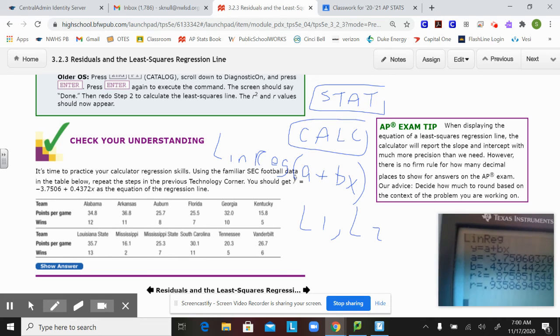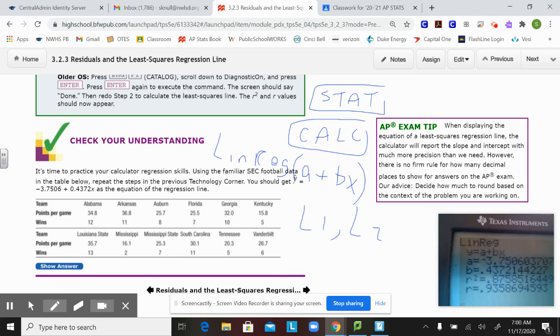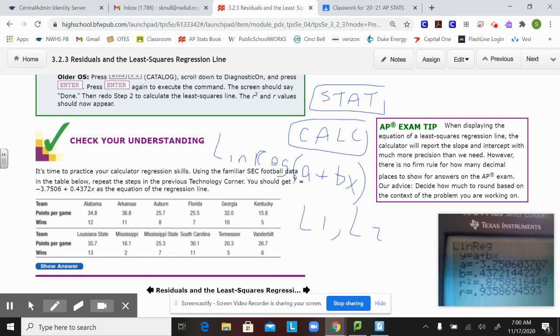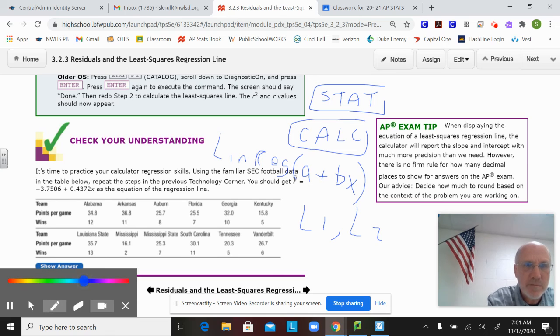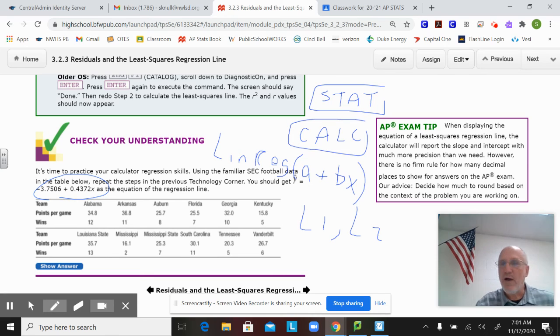That line that says r squared, we'll actually get to that in the next video. You can ignore it for the moment. But this screen gives you the slope and y-intercept of that line. And those numbers right there, the y-intercept of negative 3.75 and the slope of 0.437, should in fact match, and they do in fact match. So you have to be able to find the equation of the best fit line.